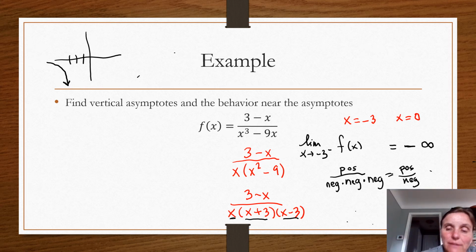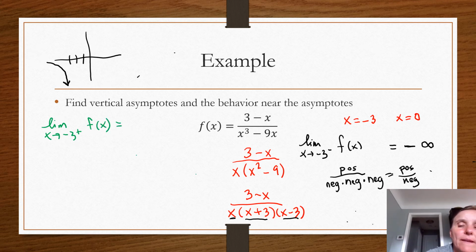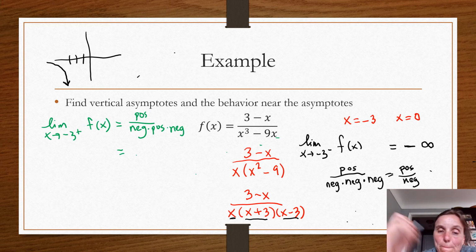Now if I look at the limit as x approaches negative 3 from the positive direction, again, I would have positive. Now I'm a little bit bigger than negative 3, so if I add 3 to that, I would get a positive. And then negative. So this would be positive divided by a positive, so this would be a positive infinity.